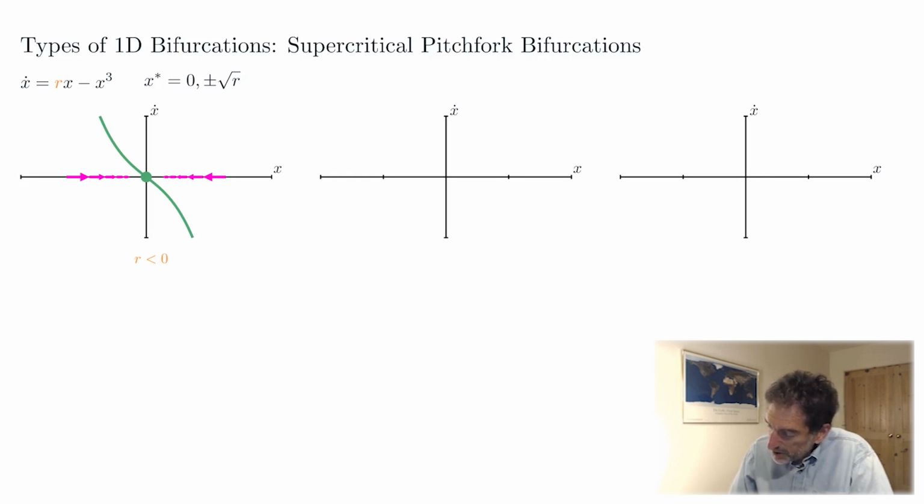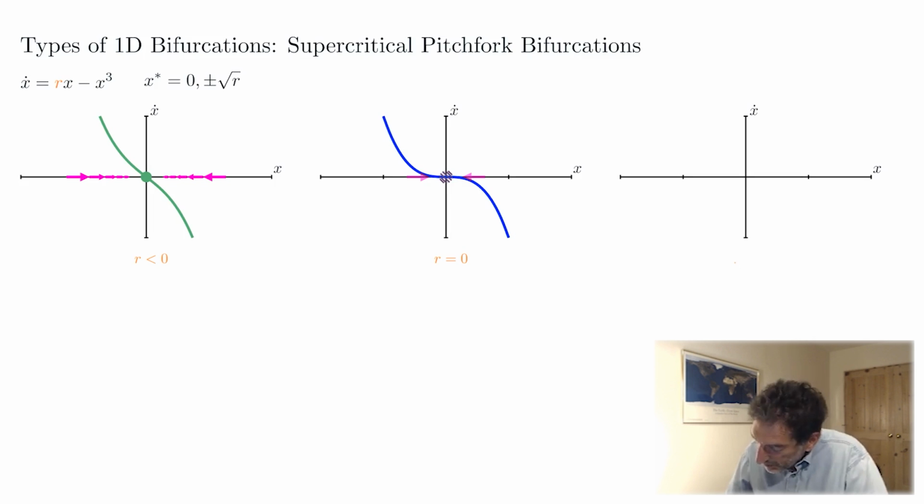When r is equal to 0, then we come through the origin with 0 slope, just kissing the origin like this. And so we have a marginally stable fixed point, so slow flow on either side of this. So this is for r equals 0. And finally, for r greater than 0, when we plot the function itself, we get a cubic equation that looks something like this, with stable fixed points at plus root r and minus root r, and an unstable fixed point at the origin. And so the flow looks something like this.